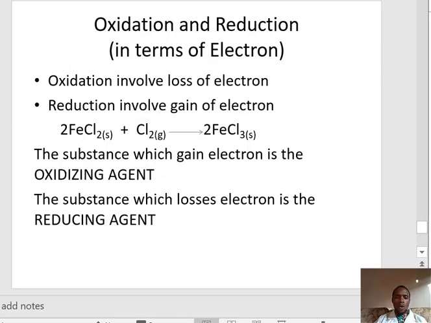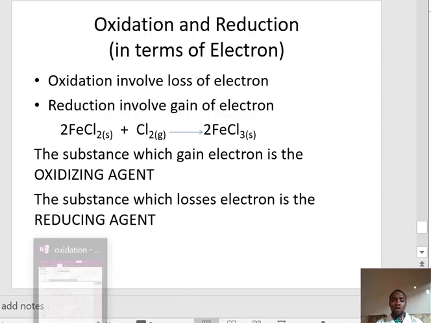Now, oxidation is loss of electron, while reduction involves gain of electron. Meaning oxidation is loss of electron, reduction is the gain of electron. Now let's look at the reaction between iron 2 chloride and chlorine.